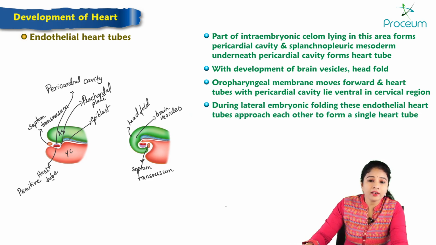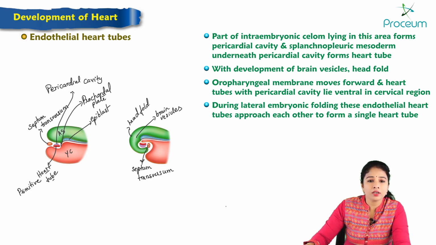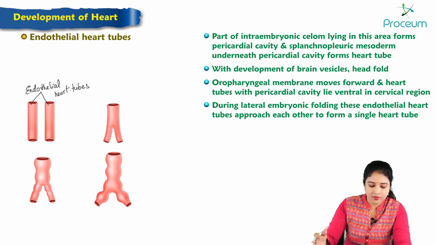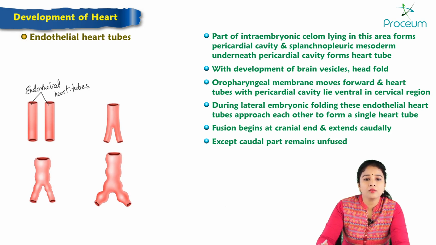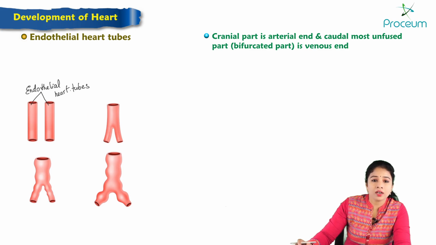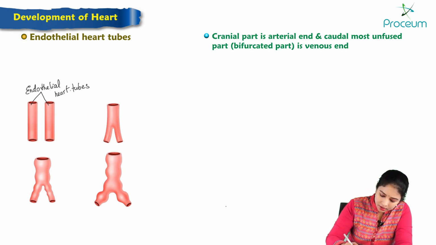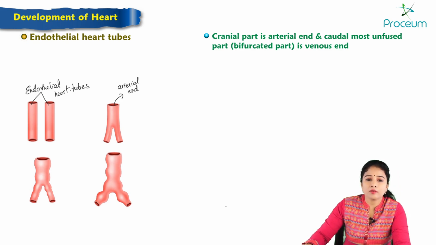During lateral embryonic folding, that is the two lateral folds, these endothelial heart tubes approach each other to form a single heart tube. We have seen that the two endothelial heart tubes fuse with each other, forming a single heart tube. The cranial part of the heart tube is the arterial end. This is the cranial side. This is the fusion, so it forms the arterial end, and the caudal-most unfused bifurcated part is the venous end.